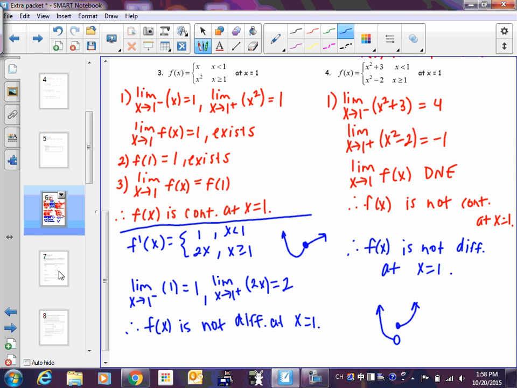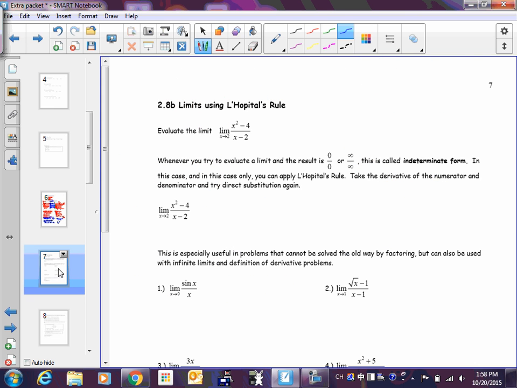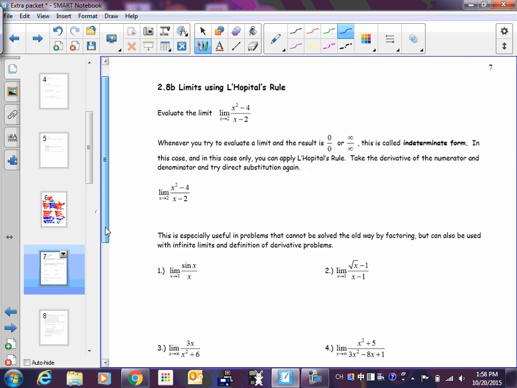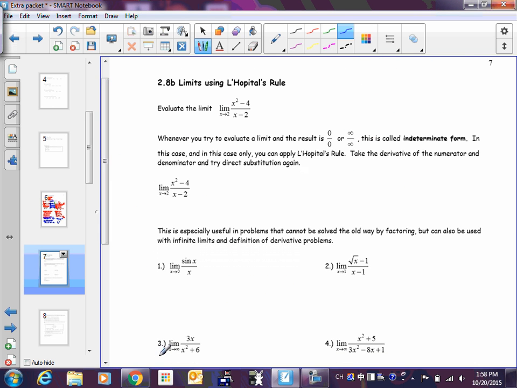Okay, let's look at the next page. So that was a little review of continuity and limits. Let's talk a little bit more about limits here. This right here is L'Hopital's rule. It's French. Sometimes there's an S there and it looks like La Hospitals. But either way, it's L'Hopital's rule. When we write this, we'll just write LHR.